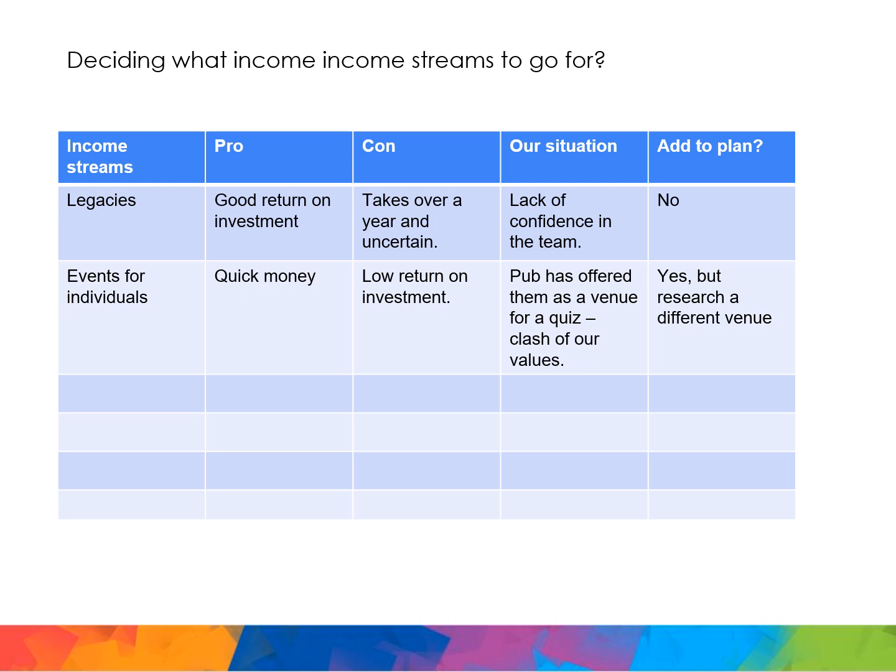So a con is it takes years. It may take years to get the money back, to get some money in from it. And maybe you don't have the training. So in our situation, lack of confidence in the team. So maybe you don't know quite all the legalities around it and so on. So do you just add it to the plan? Okay, this person has decided no. So this is just a sample one to show you how to fill out this table.